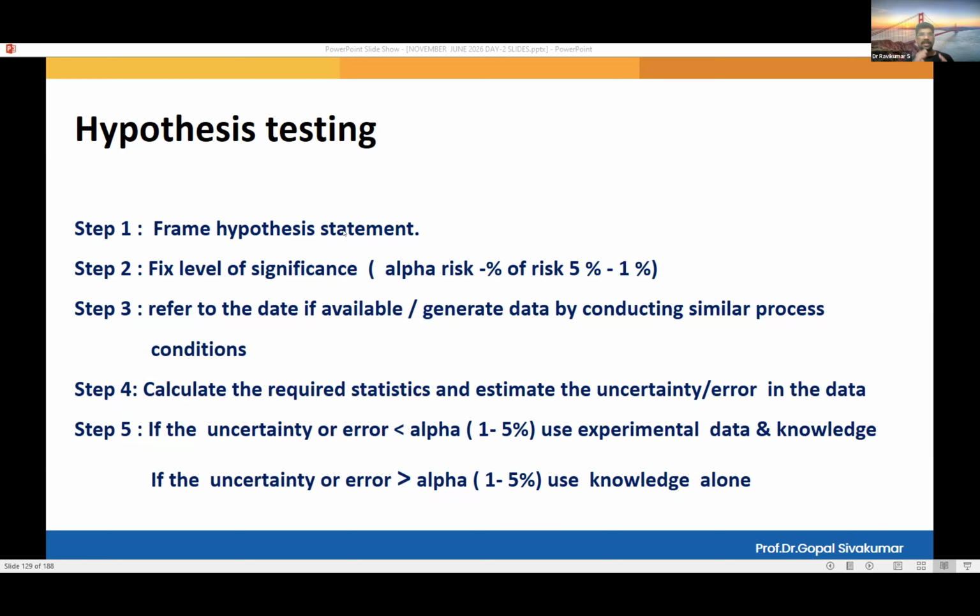Okay, so in the hypothesis testing, first you have to make a claim statement. The claim statement may be the assumption. That is, you are assuming, yes, this may be the root cause, based on your existing data. Yes, this machine setting is the problem. Or this particular training process is not provided sufficiently, so this may be the problem. So you are fixing the hypothesis statement.